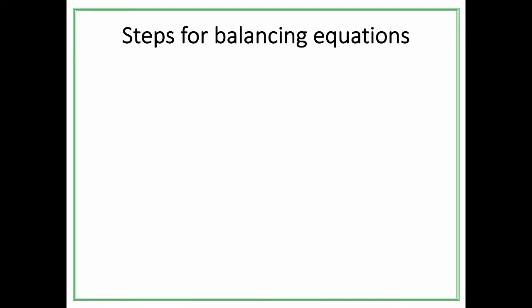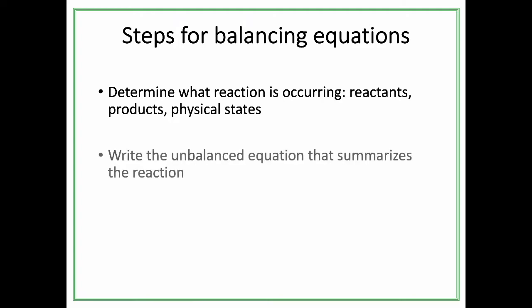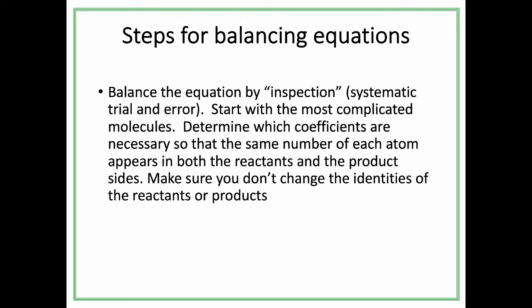So let's go through the steps for balancing equations. The first thing you need to do is determine what reaction is occurring, what the reactants are, what the products are, and if you have the information, what the physical states are. The next thing you're going to do is write the unbalanced equation that summarizes the reaction. You will balance the equation by inspection. This is basically systematic trial and error.